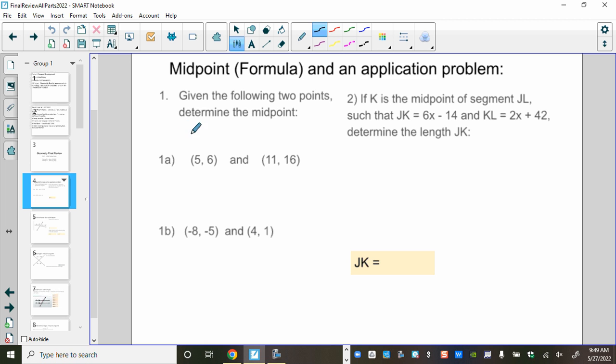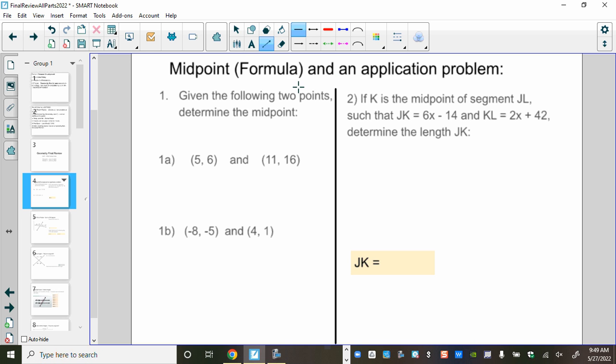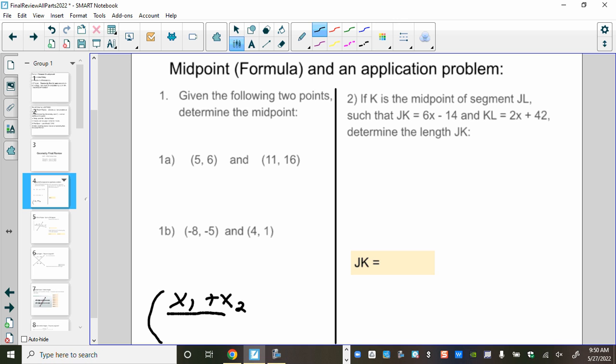So basically, we did this a little bit last time. For both this part and this part, you're going to have to do the following. For 1A and 1B, you're going to use this formula: X1 plus X2, divided by 2.